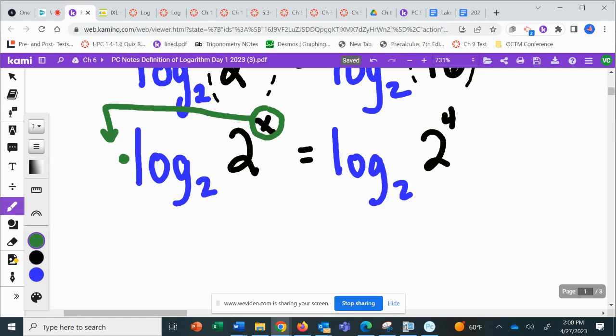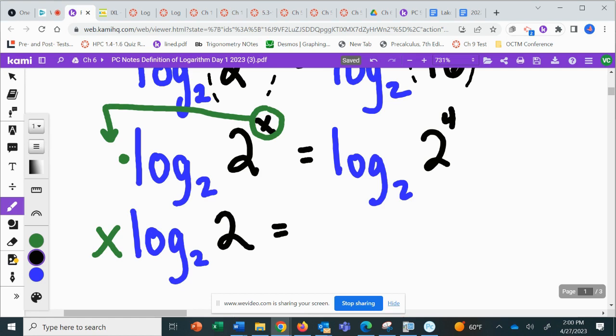So my next step is going to look like x log base 2 of 2. So I just took the exponent. It's called the power property. You put it in front. It becomes a normal sized thing. So when it was an exponent, it was teeny tiny up there. When it goes in front, it becomes a normal sized thing.